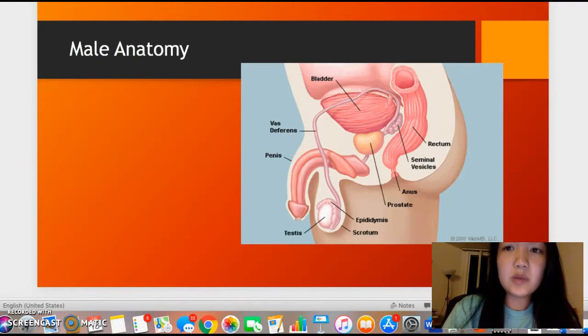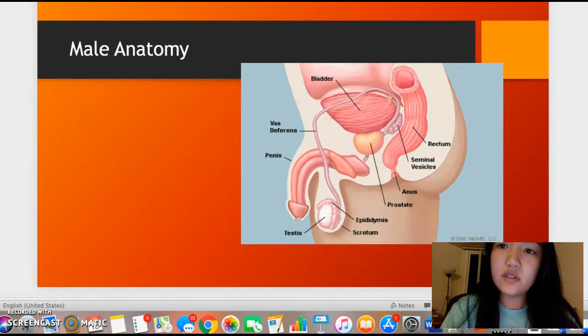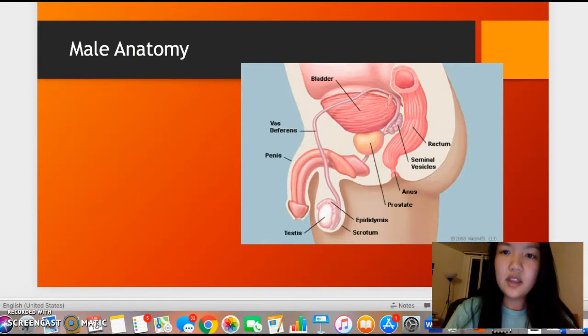The testes produce sperm and hormones. The testes have a tough outer fibrous capsule that encloses masses of coiled seminiferous tubules clustered into 250 to 300 compartments. Interstitial tissue with blood vessels and testosterone-producing interstitial cells of Leydig lies between the tubules. The seminiferous tubules constitute nearly 80% of the testicular mass in an adult.